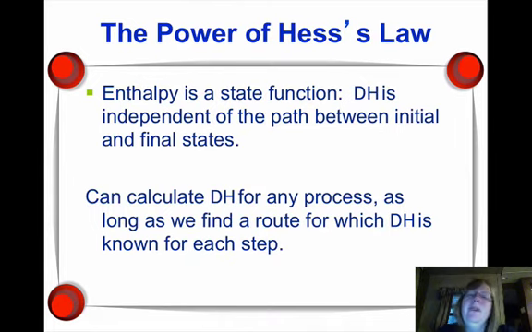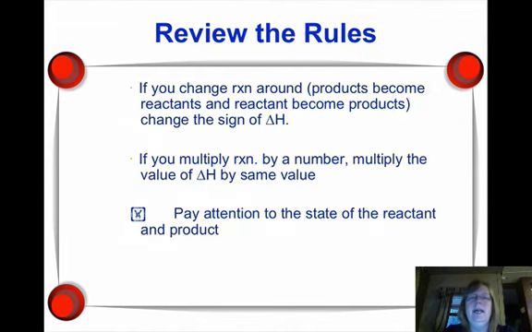Okay, so this is quite powerful. Enthalpy is called a state function. That means that the delta H does not depend on the path between the initial and final states. You can calculate the delta H for anything as long as we can find a route for which the delta H is known for each step.